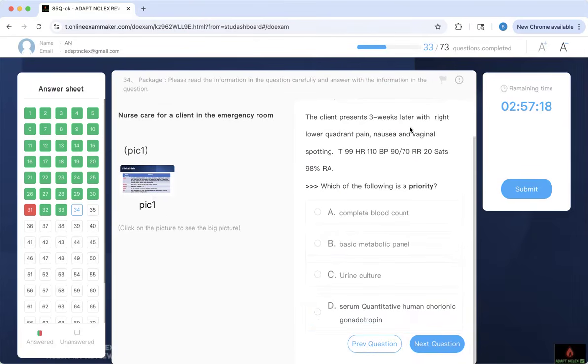The client presents 3 weeks later. Now he has right lower quadrant pain, nausea, and vomiting. Now there's vaginal spotting. That's no more appendicitis, right? Tachycardic, hypotensive. This is ectopic pregnancy.